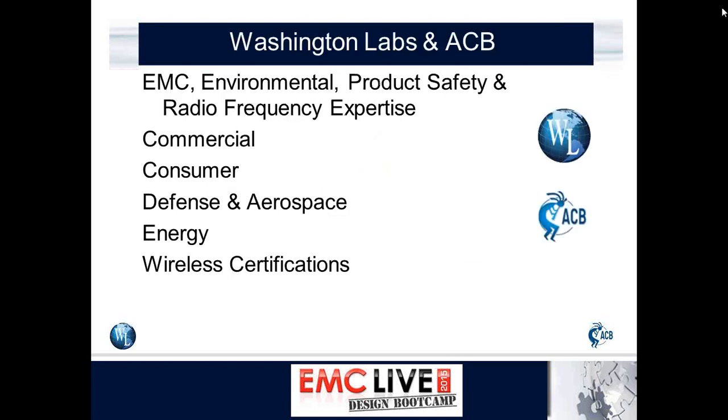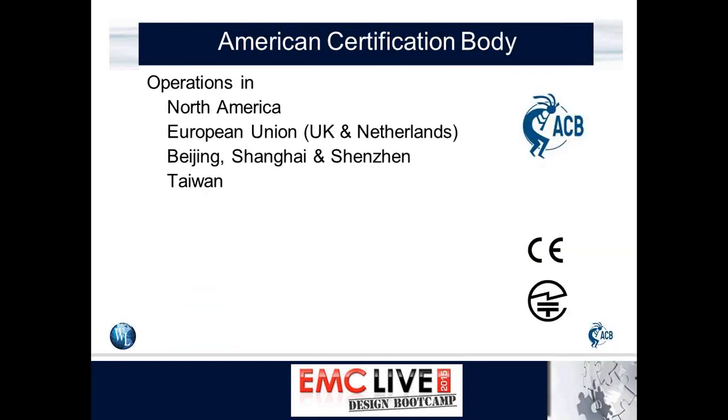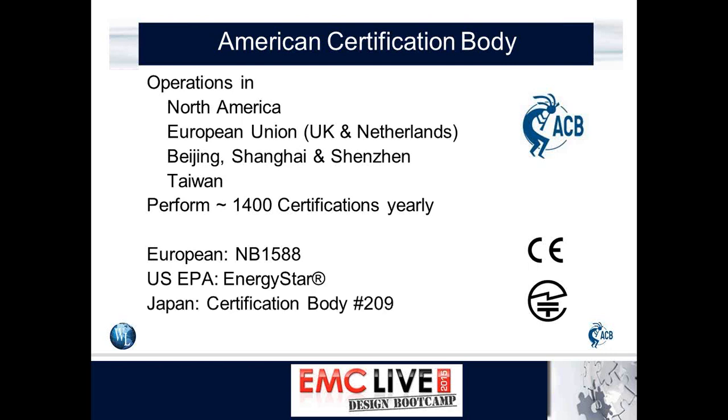Briefly, Washington Laboratories is an EMC, product safety and radio frequency test laboratory located near Washington, D.C. We do a variety of work with commercial, consumer, defense, aerospace, energy, and quite a bit in the wireless space. We've been doing this since 1989, and we work across the spectrum from industrial controls to nuclear power stations, energy, and telecommunications, and we are a partner laboratory with TUV Rheinland. American Certification Body, our sister company, has operations overseas in Europe and in Beijing, China, and Taiwan. And we work across this wireless spectrum and perform about 1,400 certifications every year.